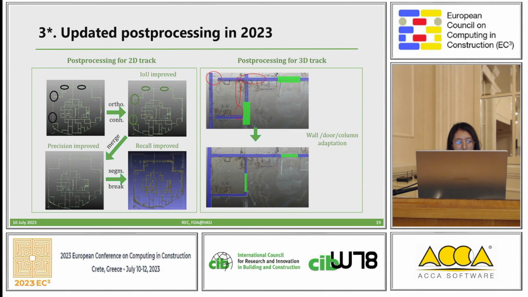For the post-processing in the 2D track, we do some orthogonal connecting and merging of lines to reduce the number of lines, and then do the semantic labeling based on the results of semantic segmentation. We also try to adapt the 3D boundaries of walls, doors and columns to make the reconstruction more accurate. This post-processing is mainly rule-based, based on some regularity, but it is very useful and direct for improving our metrics by a large margin.